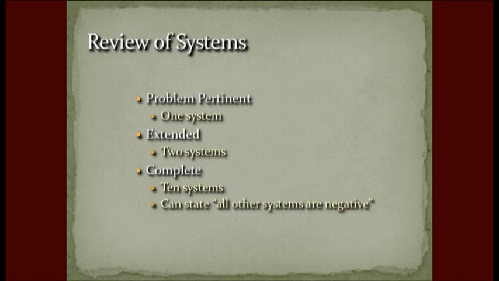There are 3 types of review of systems. There is a problem pertinent, which is 1 system. There is an extended, which is 2 systems. And then there is a complete, which is 10 systems. Now, it says in the CPT book by the AMA and in the Medicare guidelines, both, that you can put all other systems are negative.